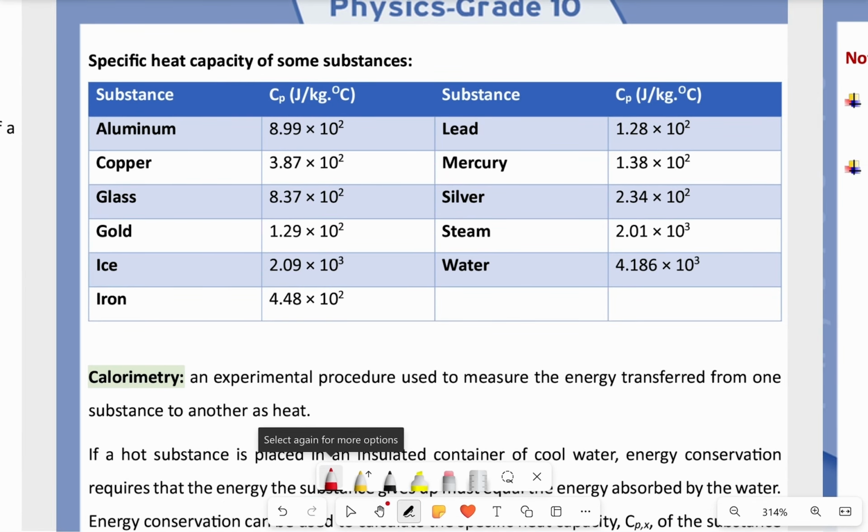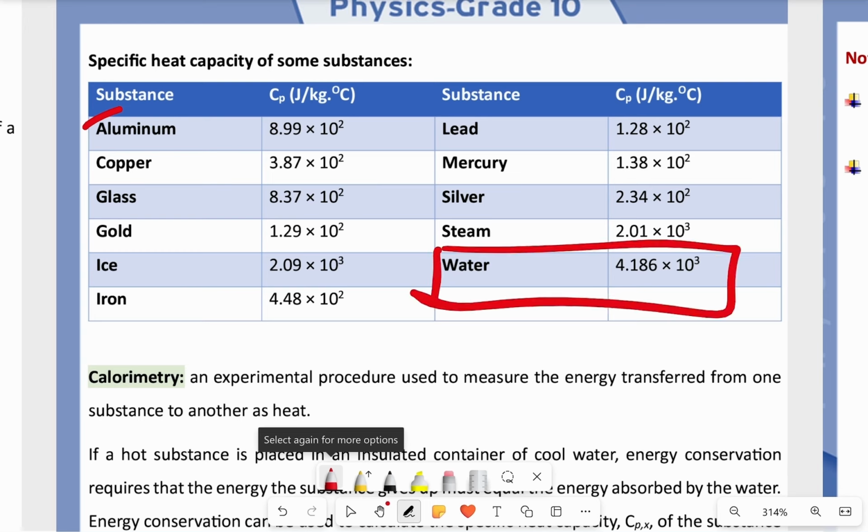Specific heat capacity of some substances. You have aluminum, which is equal to 8.99 times 10 to the power of 2. And you have the others. Water, which most of the time we will be dealing with, is equal to 4.186 times 10 to the power of 3. Or you can just simply write 4,186 joule per kilogram per Celsius. This is the specific heat capacity for water.